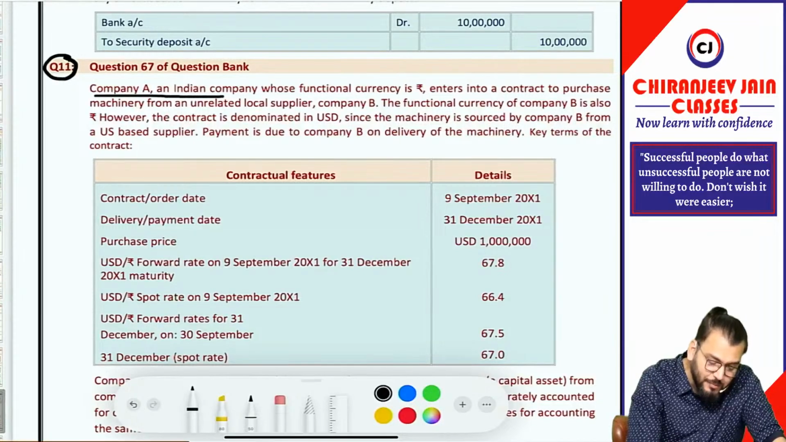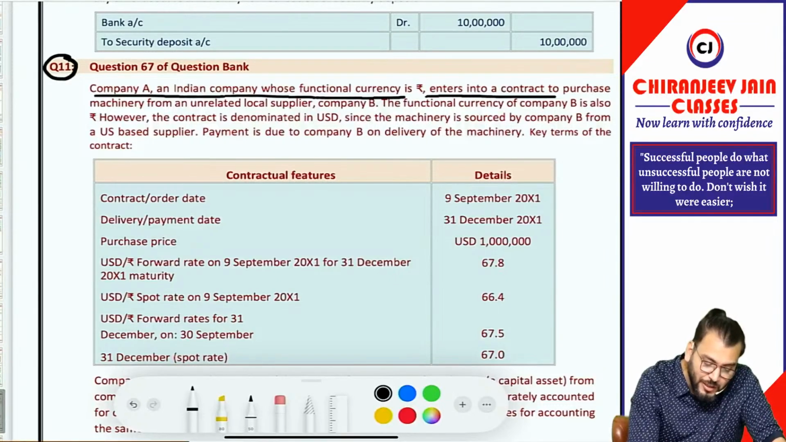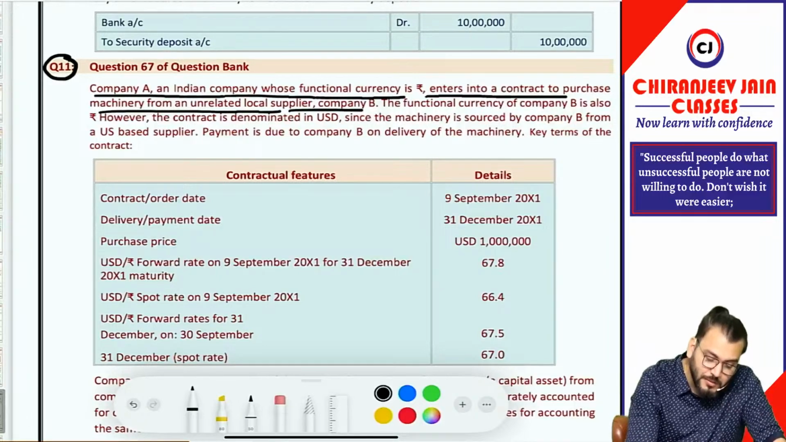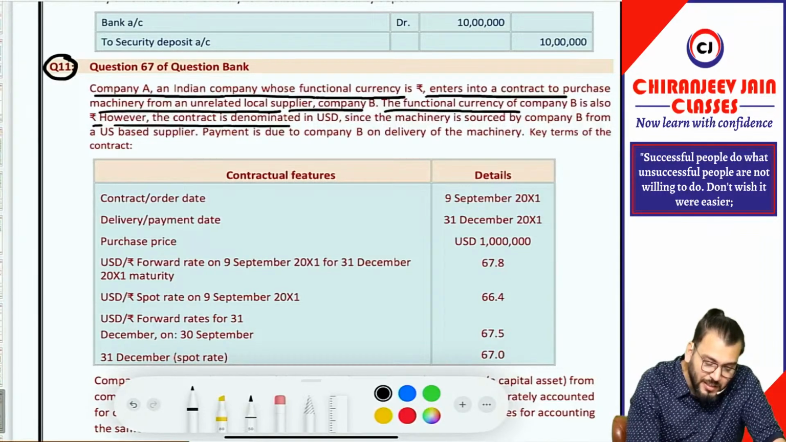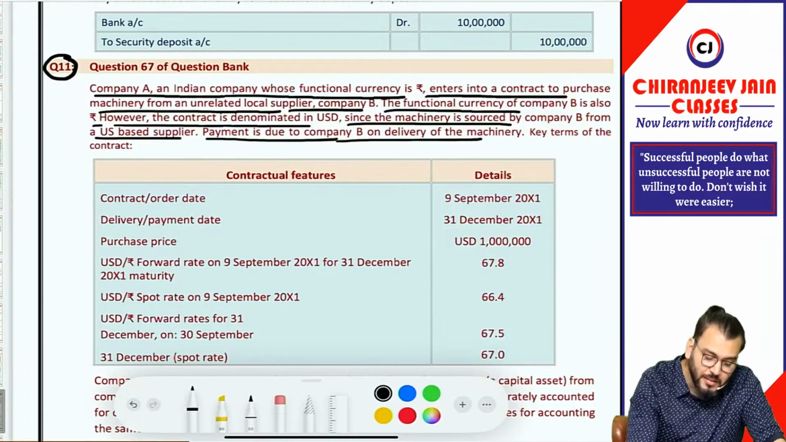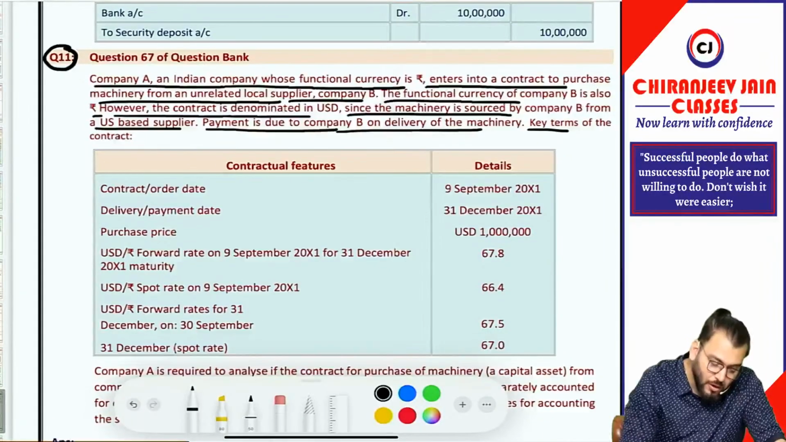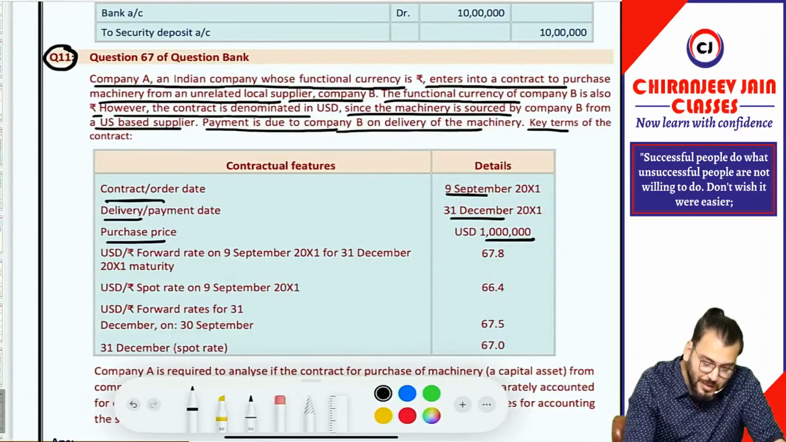Company A, an Indian company whose functional currency is rupees, enters into a contract to purchase a machinery from an unrelated local supplier, Company B. The functional currency of Company B is also rupees. However, the contract is denominated in dollar since the machinery is sourced by Company B from a US based supplier. Payment is due to Company B on delivery of machinery. Key terms of the contract: contract date 9 September, delivery date 31st December, purchase price US dollar 10 lakh.